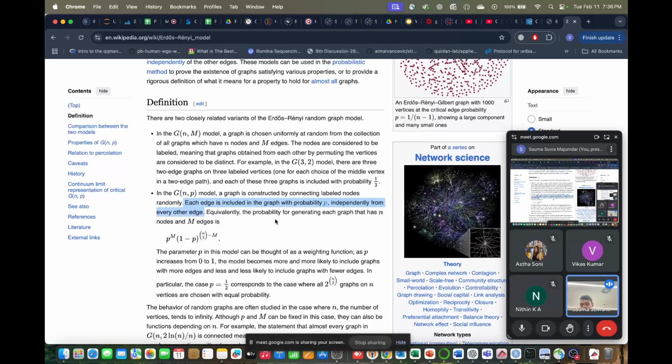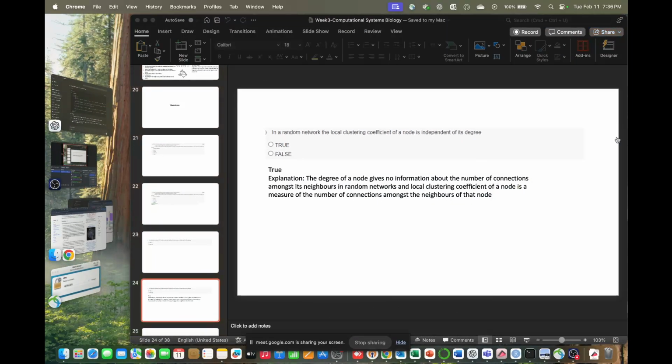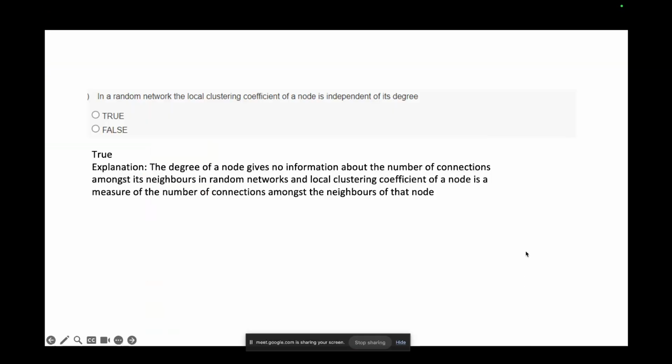So I think we'll cover this in a little more detail in the next classes. Let me see. I haven't checked the things that have been covered in the next class. So I'll look into it and I'll maybe cover the ER networks a little bit more.